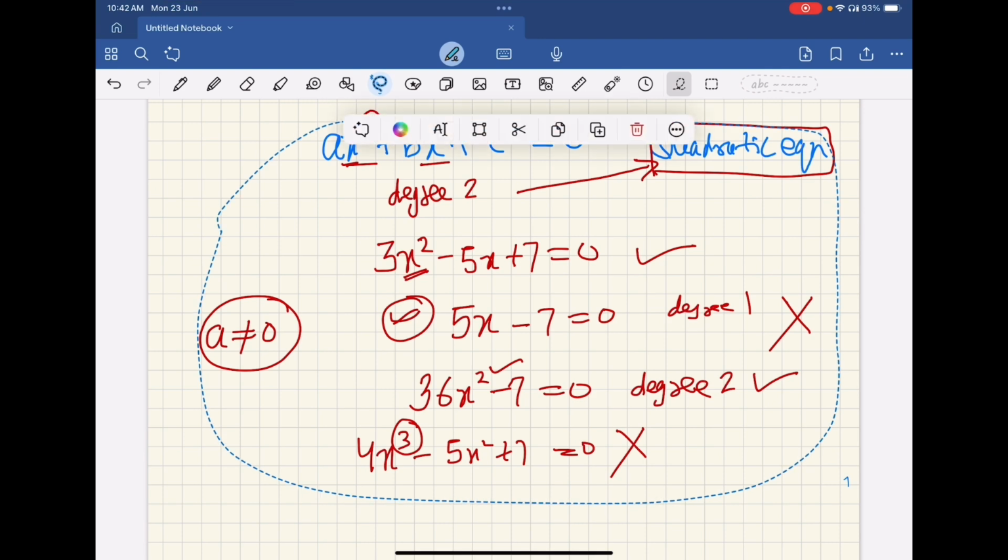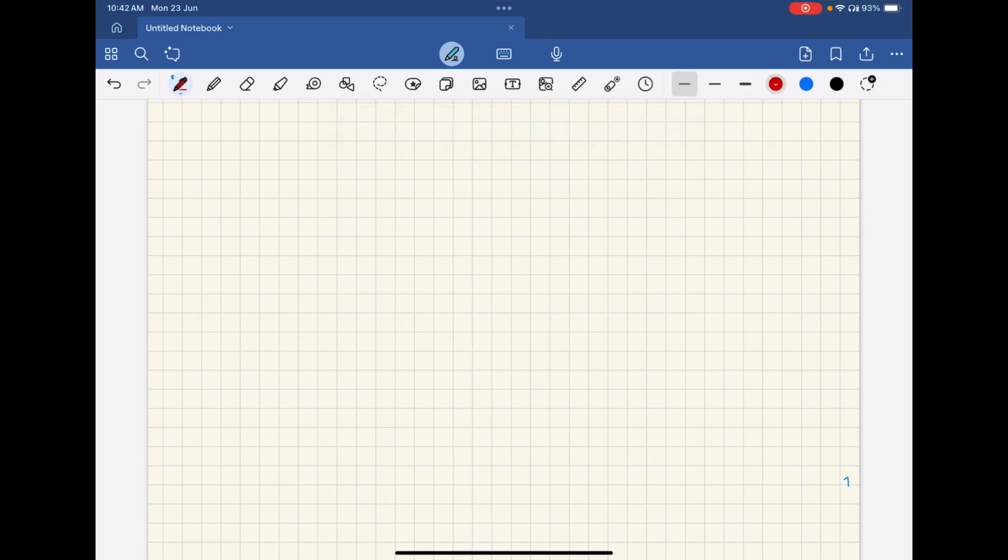So now let us move to exercise 4.1, where the first question is: check whether the following are quadratic equations. First question, first one, we are given x plus 1 the whole square equals 2 times x minus 3. Students, this will be an MCQ type question or a 1 marker.